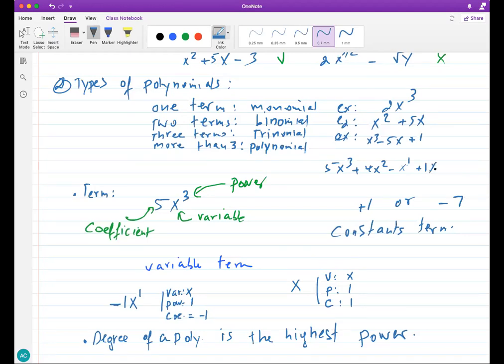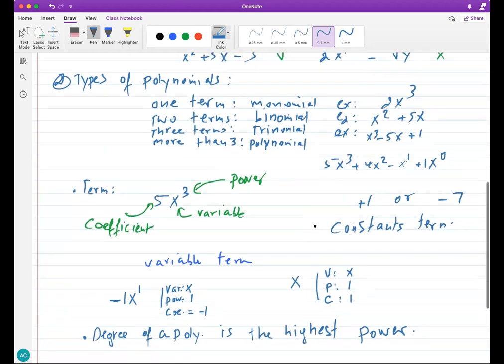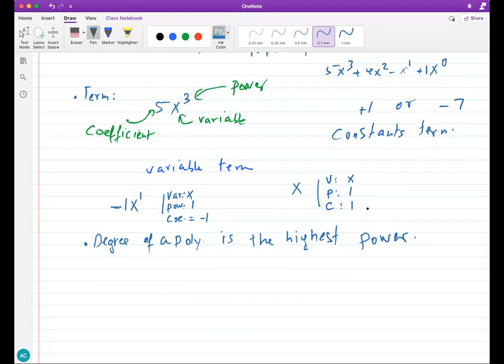You can think of it as x to the power 0, because x to the power 0 is 1, so it's insignificant. So what is the degree of this polynomial? 3. That's right. The highest power of all, not the coefficient, but the power. That's the degree of the polynomial, the whole polynomial. Each term has a degree, but the degree of the polynomial is the highest one. Okay, so the highest power of all.